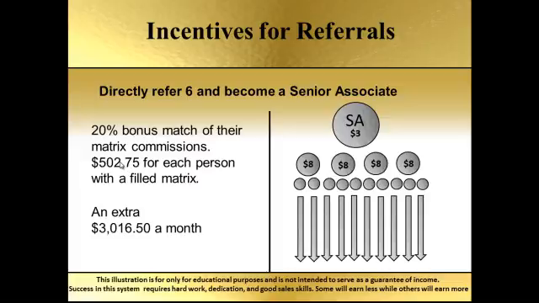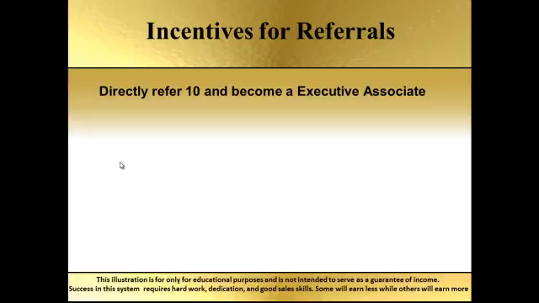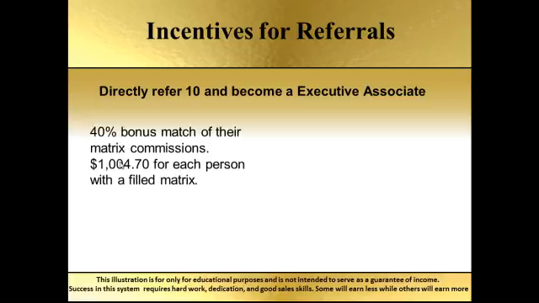Now, our final management position is that of an executive associate. If you refer 10 people, again, 2 things happen. First of all, now your bonus match goes to 40%. You get a 40% bonus match of anything that these people are making. And I should clarify something. These people, they don't have to have a filled up matrix, you know. They don't have to be making $2,500. These people could be making $100. If they're making $100, then you'll make 40% of that. That'd be $40. We like using the example of a filled up matrix because it's easy math.